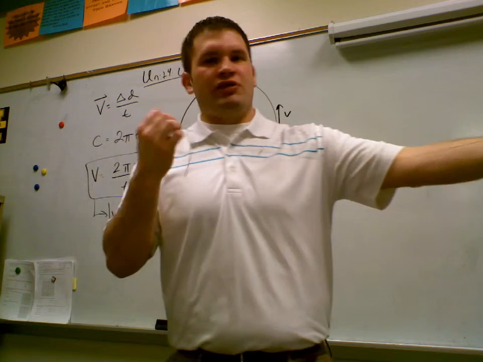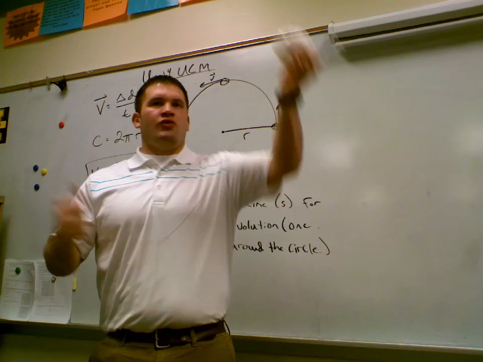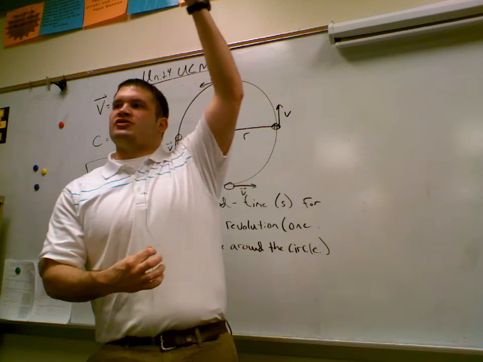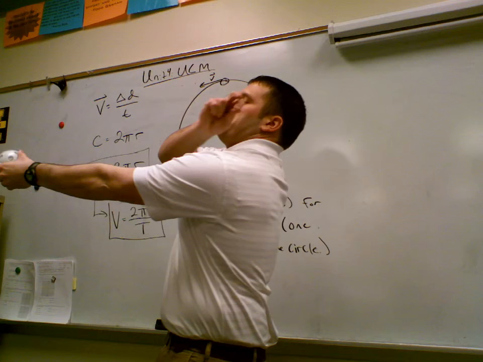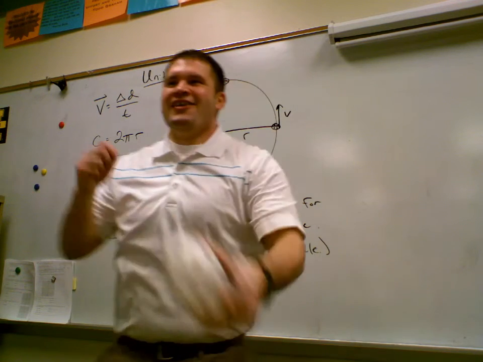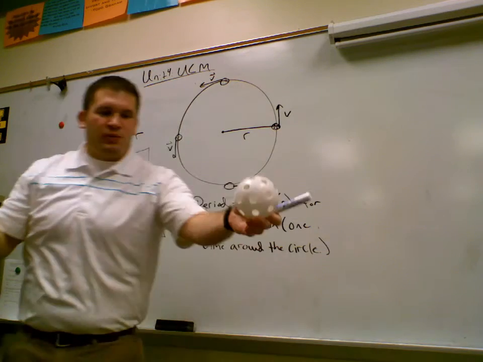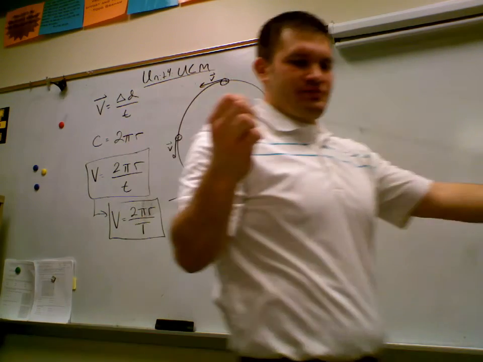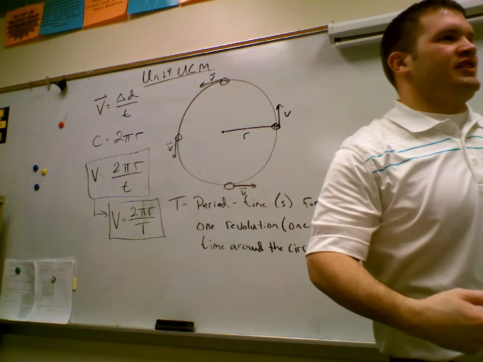When the ball's over here, which way am I pulling the string? That side of me, I'm pulling the string that way. When the ball's up here, which way am I pulling the string? Down. When the ball's over here? That way, right? When the ball's down here? Up, right? I'm applying what to the string? Force. That's how I'm getting the ball to stay in a circle.